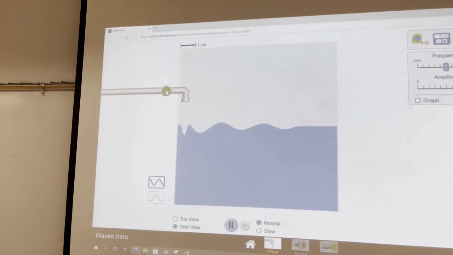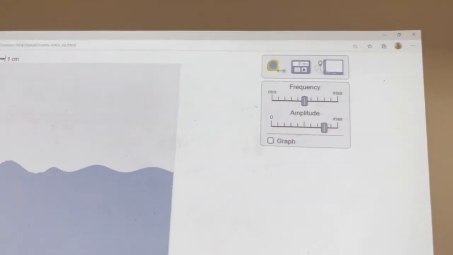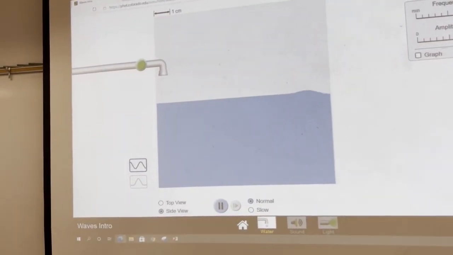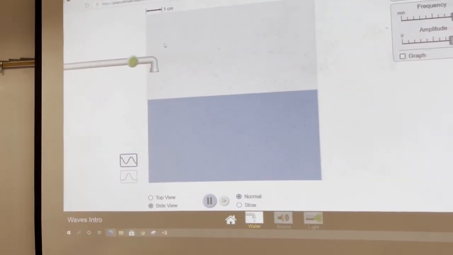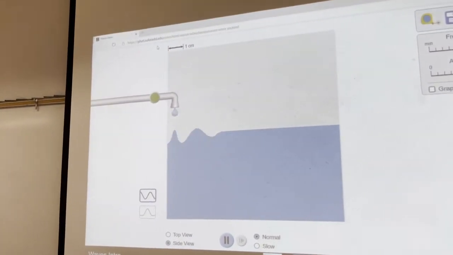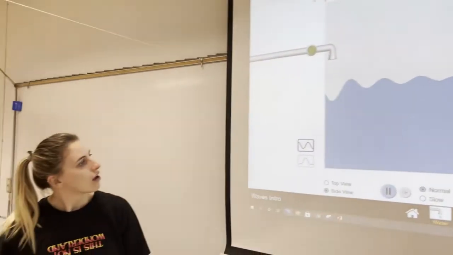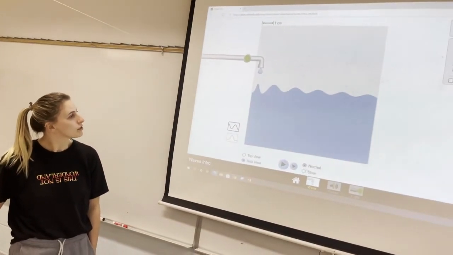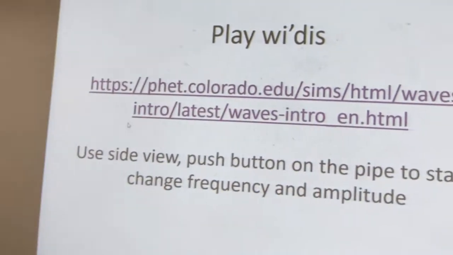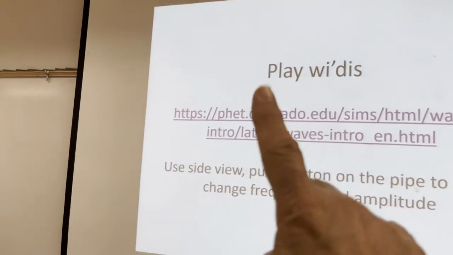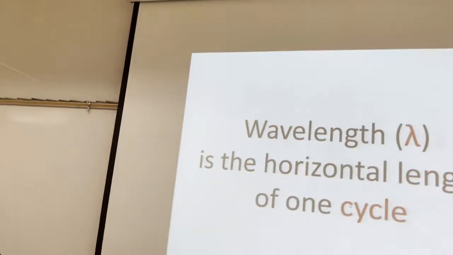You can play with the frequency and the amplitude up here. You can look at it from different points. You can send a single pulse. You can send a bunch of them and play with it. See what you can do. Oh, groovy, cool. Okay, I'm going to push pause. Oh, and you could go slow if you want to. Okay, you guys get the point. We'll link that in for you guys. Go ahead and play with it on side view. Push the button to start the water. Play with this and change the stuff around.